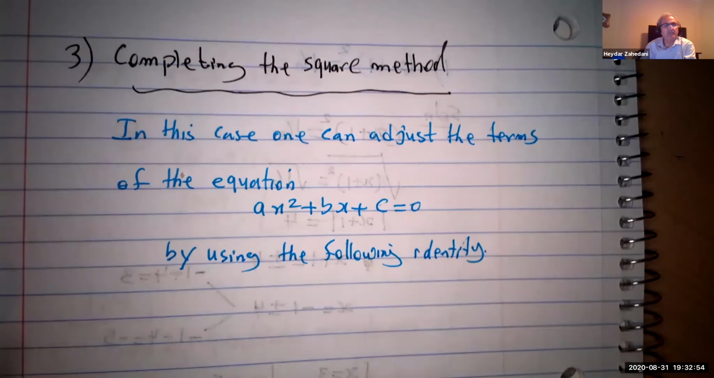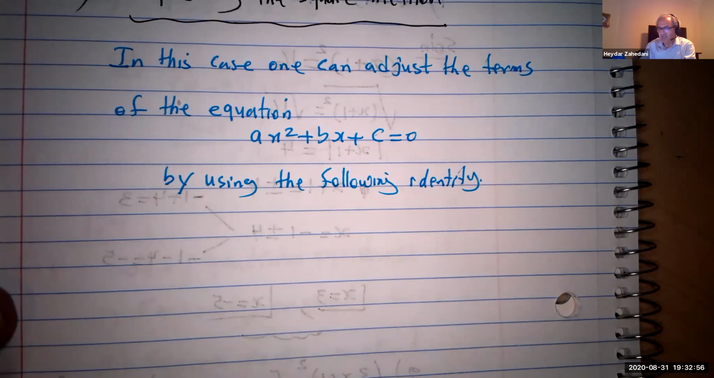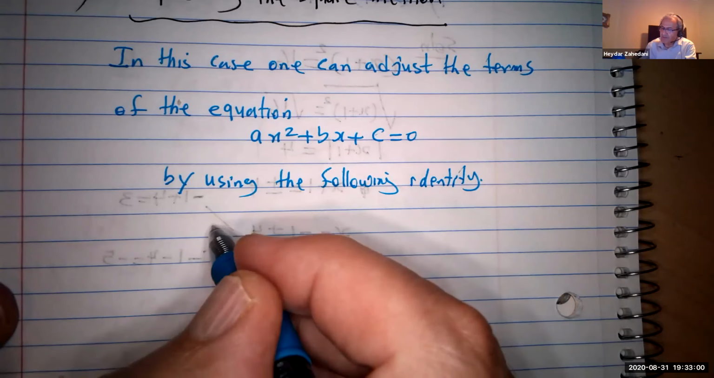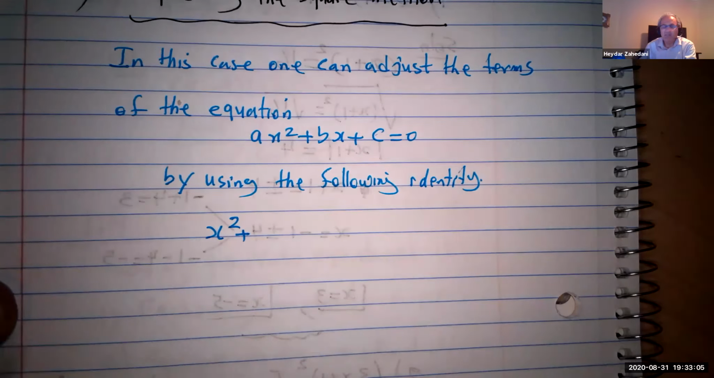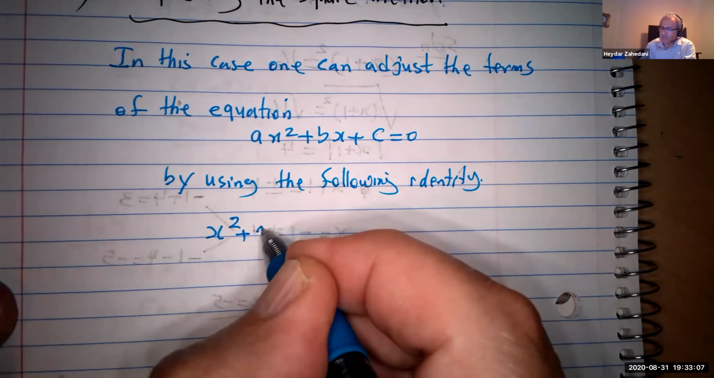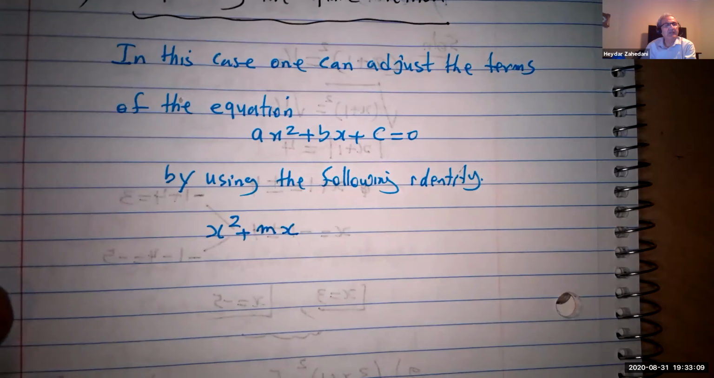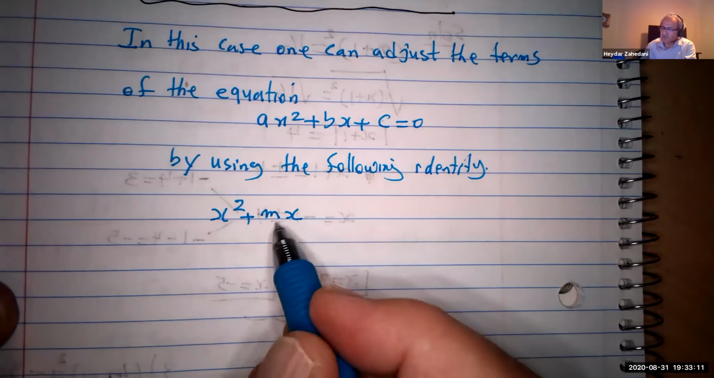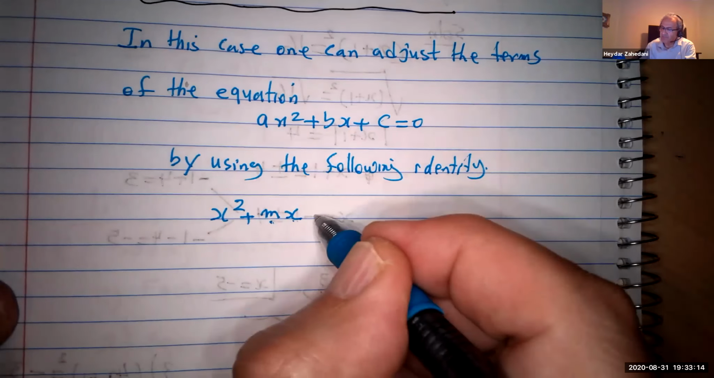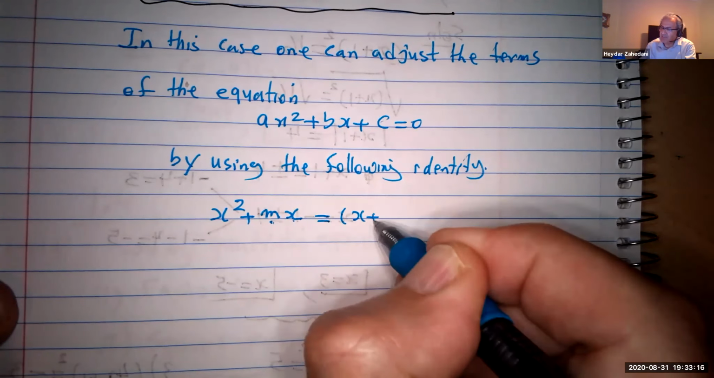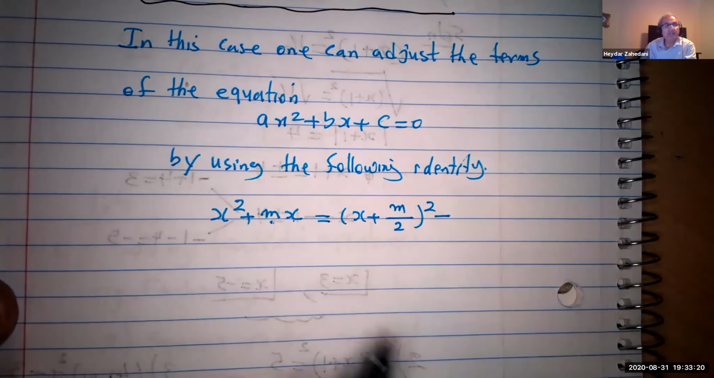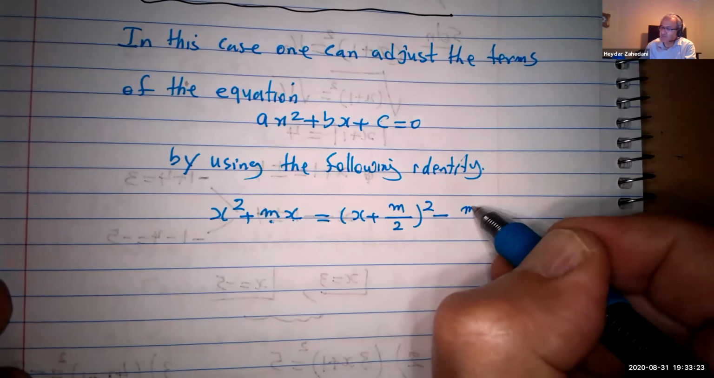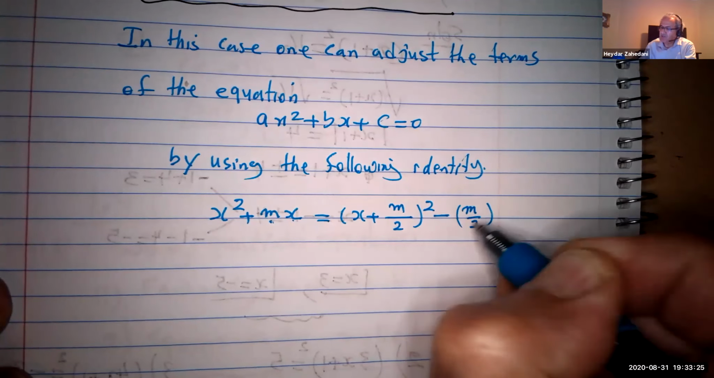What is this identity? I've already talked about it when we did the circle. The following identity is, if you have x squared plus mx, if you like, and you want to change it to a square, what we do is divide this coefficient by 2. So it's going to be x plus m half, all squared, but minus the square of the m half. There are two methods. I explained both of them. Just use the one that you like.